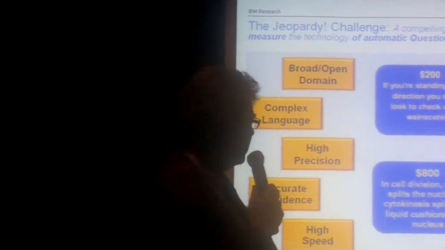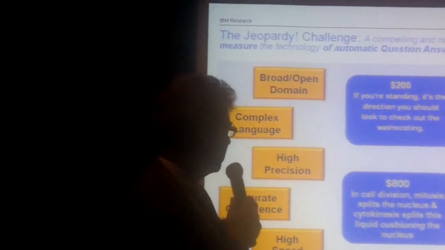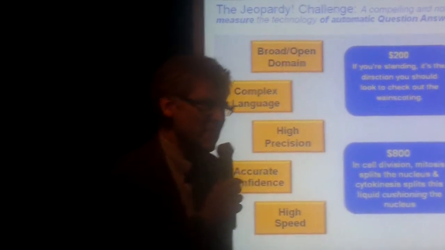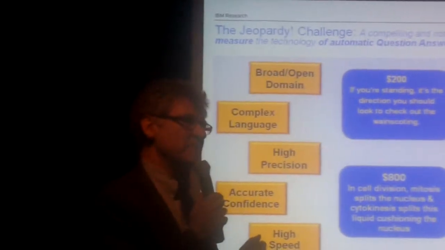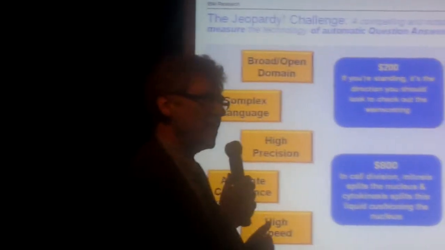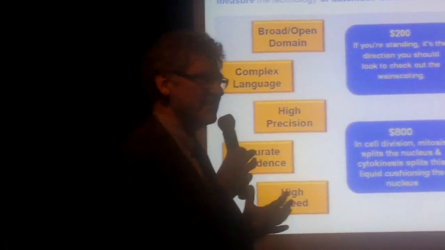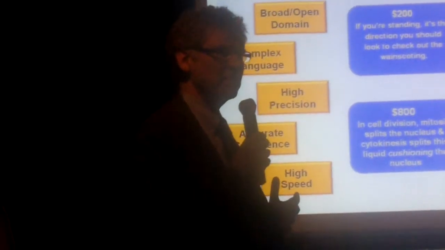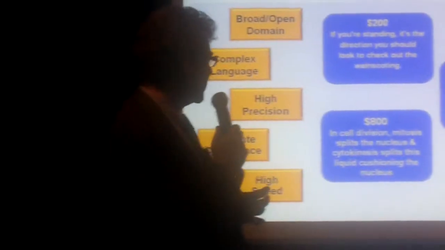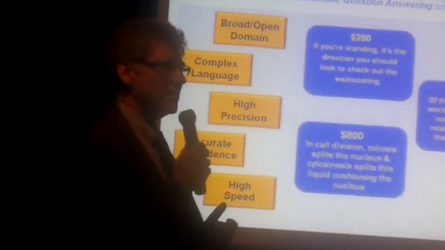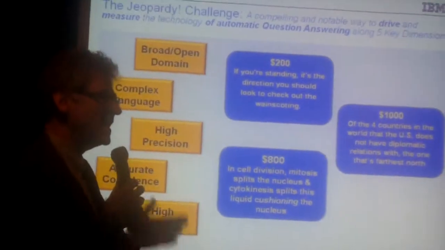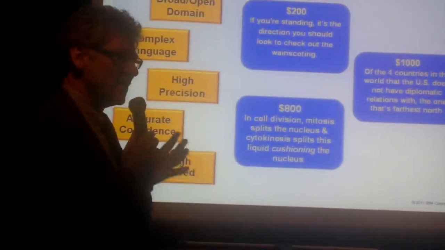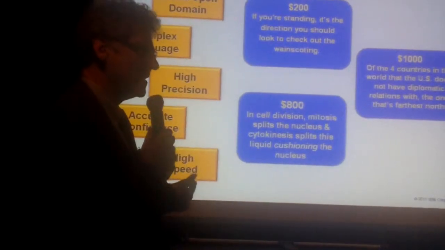The third example there: of the 4 countries in the world that the US does not have diplomatic relations with, the one that's farthest north, anyone? North Korea is right. But this is not an intrinsic property of North Korea. It happens to be a property of North Korea relative to the countries that at this particular moment in time the US does not have diplomatic relations with. If the US decided not to have diplomatic relations with Greenland or something like that, it would change that. So it's not a property of North Korea, so you can't get the answer so directly.